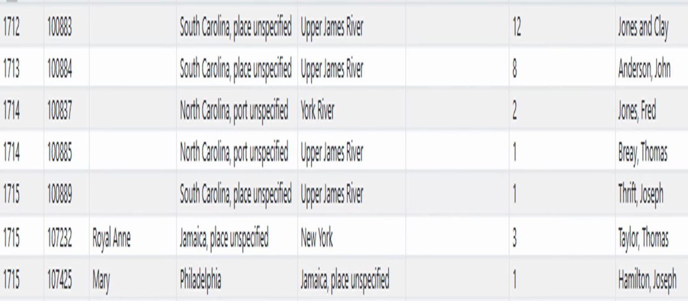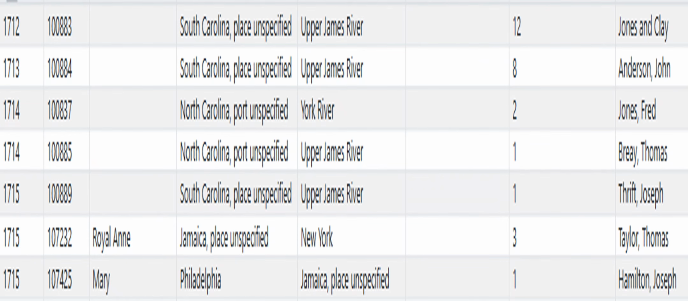And then the involvement of North Carolina. So in 1714, there was deportation from North Carolina to York River, and then North Carolina to Upper James River. And then back again in 1715, South Carolina to Upper James River. Then there is another type of slave trade going on here with 1715 Jamaica to New York. And so there was the deportation of Indians out of Jamaica into New York. 1715 deportation of Indians out of Philadelphia into Jamaica.